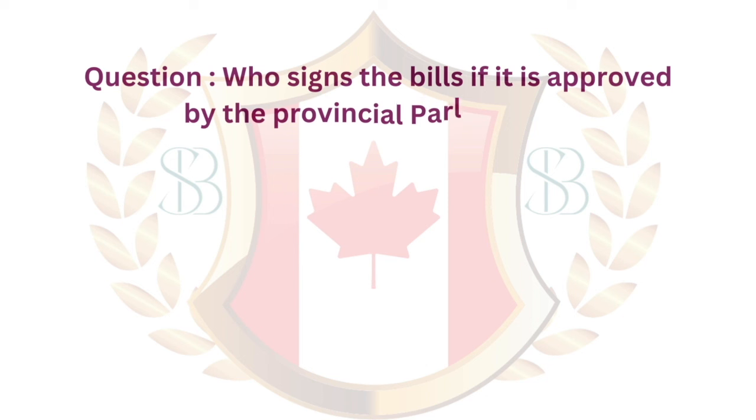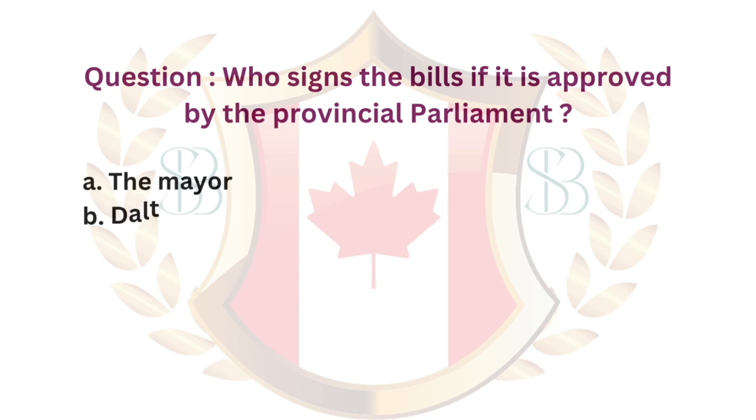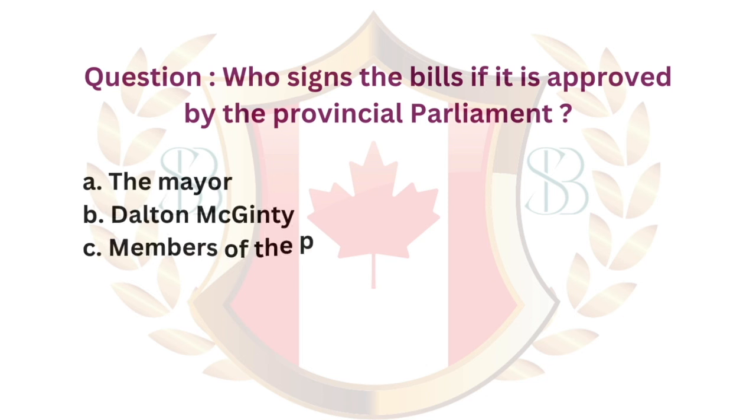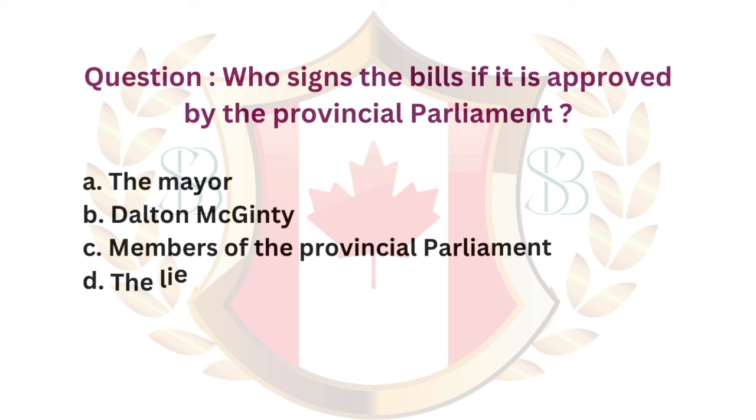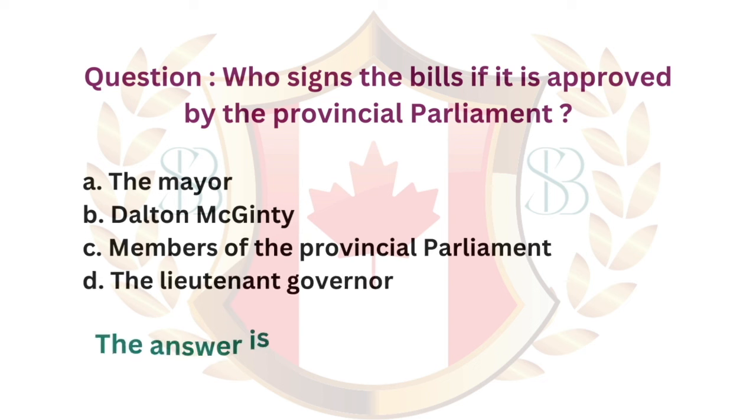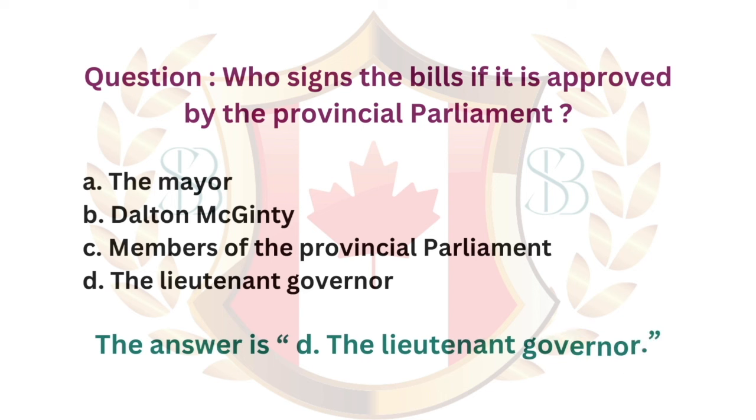Question. Who signs the bills if it is approved by the provincial parliament? A. The mayor. B. Dalton McGuinty. C. Members of the provincial parliament. D. The lieutenant governor. The answer is D. The lieutenant governor.